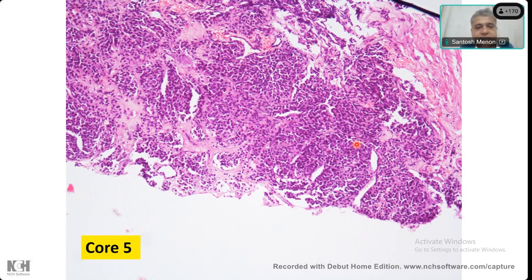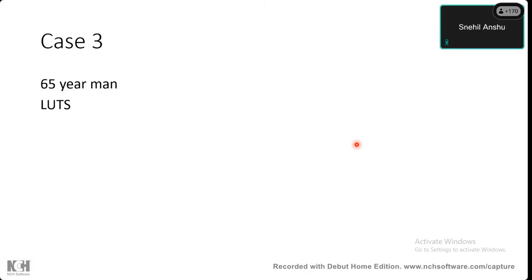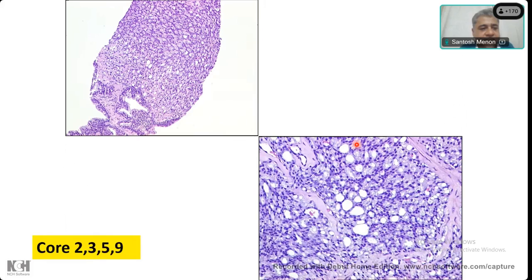Yes, sir. Case 3 quickly again. There are many cores with this pattern. What is this pattern? Priyanka? Sir, is this cancer or not cancer? First and foremost, is it cancer? So yeah, it's malignant.